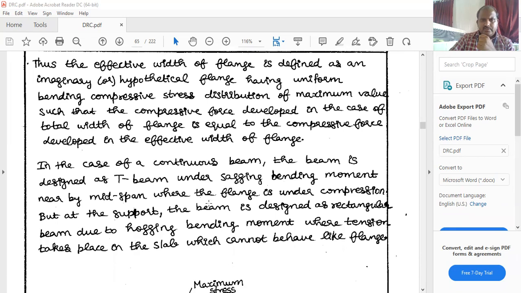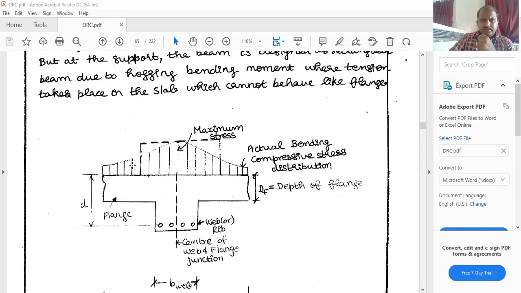So, in the case of a continuous beam, the beam is designed as a T-beam under sagging bending moment near midspan, where the flange is under compression, but at the support, the beam is designed as a rectangular beam due to hogging bending moment, where tension takes place in the slab, which cannot behave like a flange. So these are the stress distributions of a T-beam.